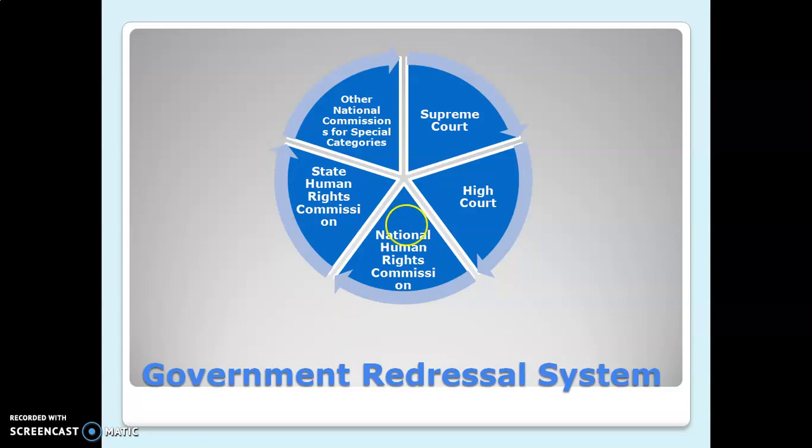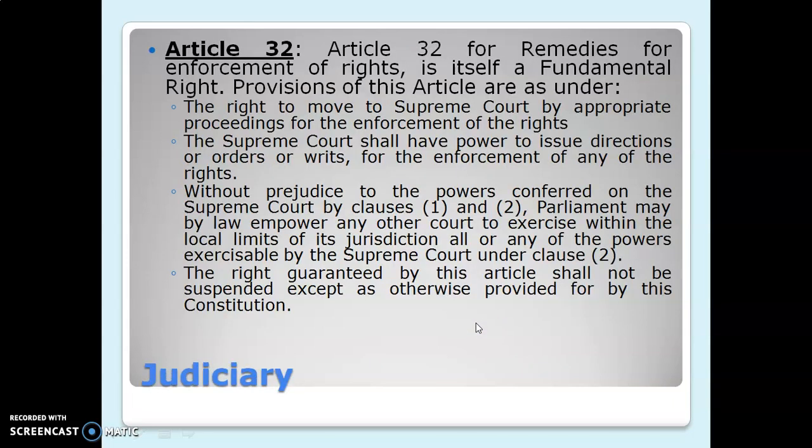redressal system, that is, the judiciary system, which consists of the Supreme Court and High Court. Then I talked about NHRC, that is, the National Human Rights Commission, and then the State Human Rights Commission. Every state also has a Human Rights Commission, and then there are special category commissions which are framed by the government to take care of specific categories. So first we'll discuss the judiciary system.